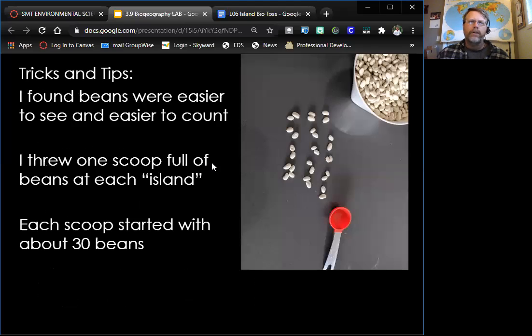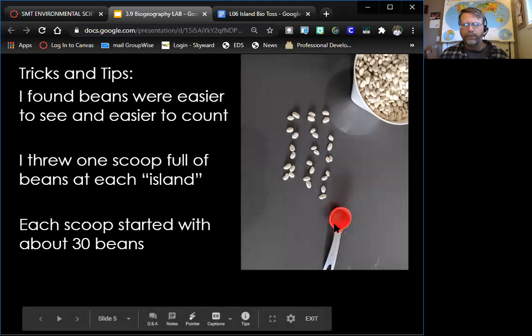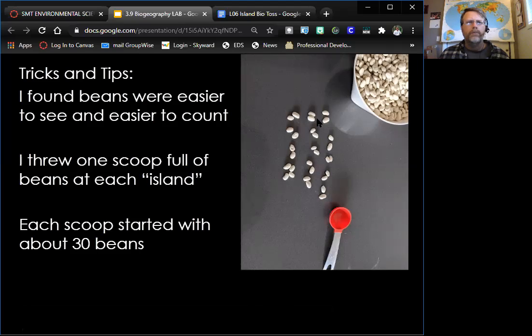Okay, after a couple different trials, what I found out, like I said, is that beans worked fairly well to see and to pick up and to count. So I got a tablespoon and filled it up with beans. Turns out there's about 30 beans in every tablespoon. Then I took that one scoop and threw it at the island. Then I take another scoop and throw it at the next island, and over again. So I went through almost 300 beans by the time I had thrown them all.